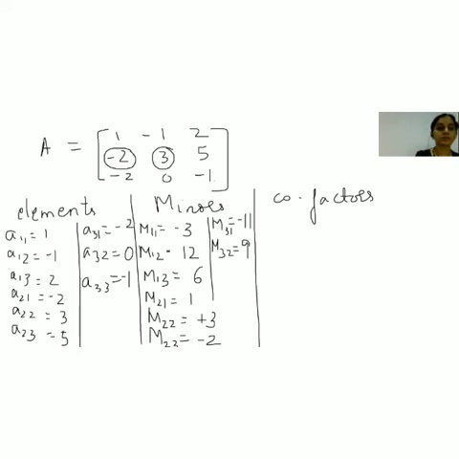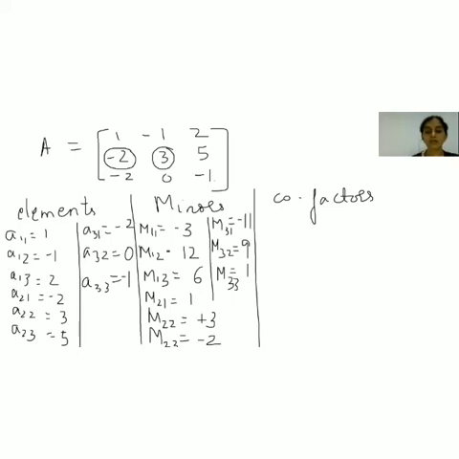Okay, then M33 is equal to, that is the last number that is remaining, -1. So last row and last column. So when we hide them, we get 3 minus 2, that is 1. Okay, so these are our minors.